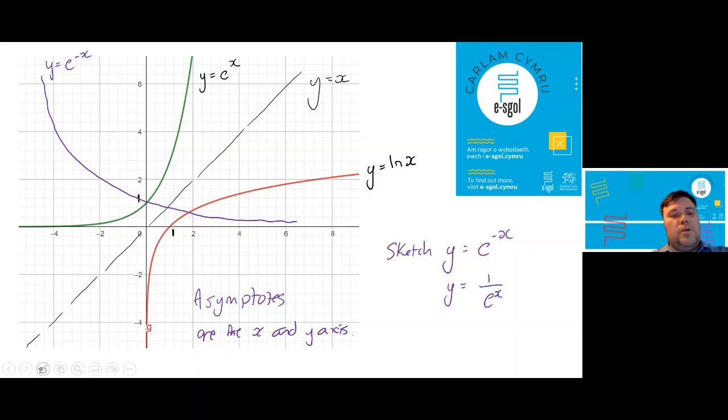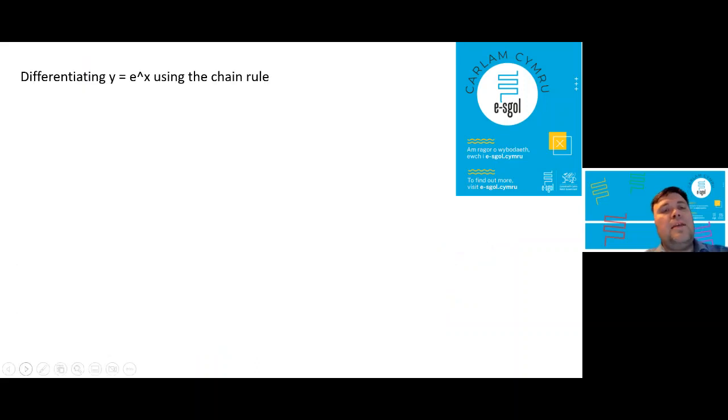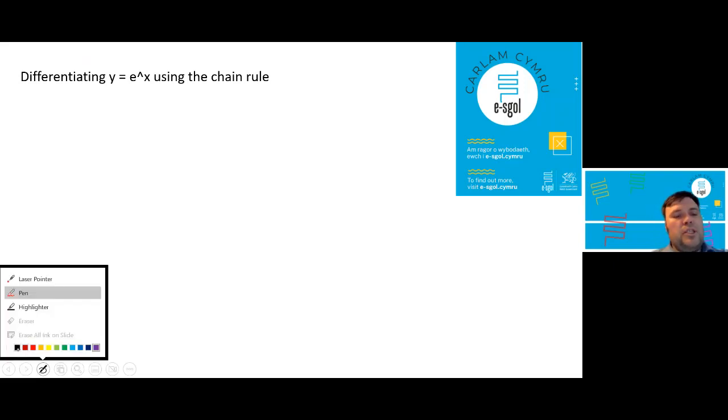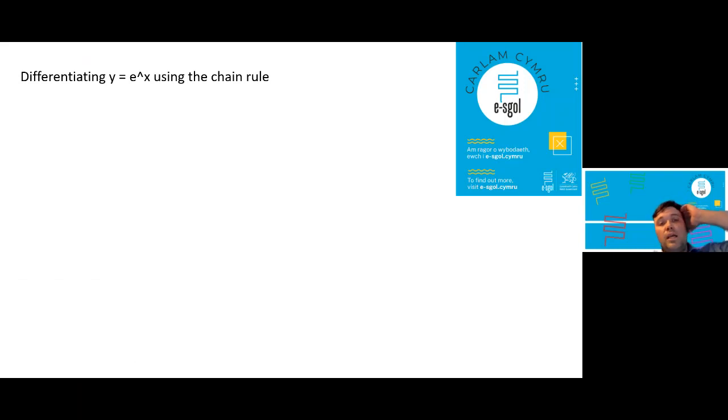And what was the next one? So the next then is differentiating e to the power x. Now, the WJEC in its advanced knowledge has said that y equals e to the x differentiates, or the gradient function for it is e to the x. I would like to show you where that comes from.